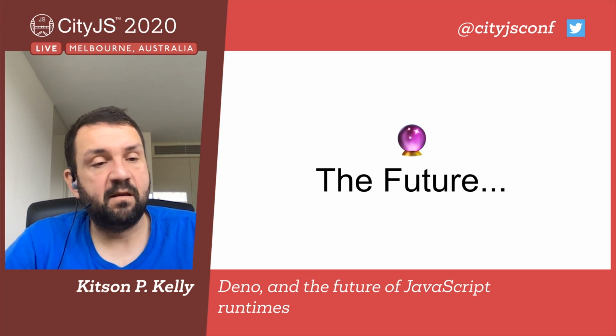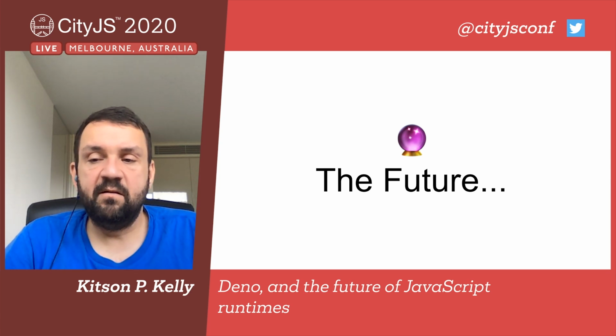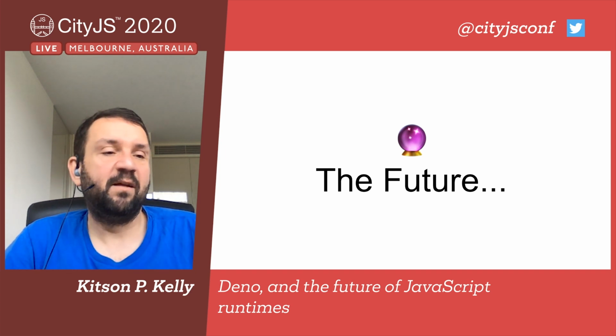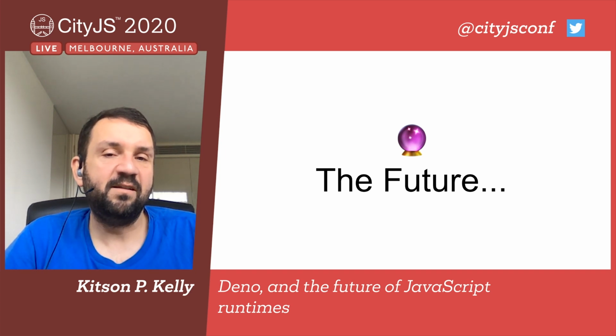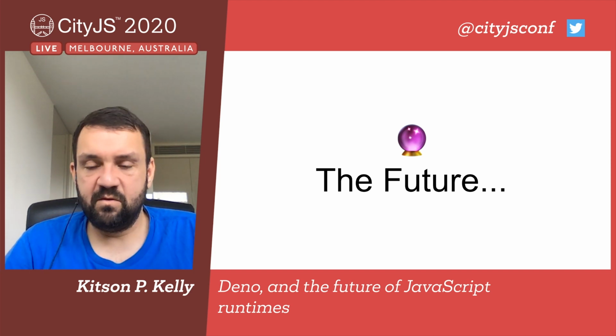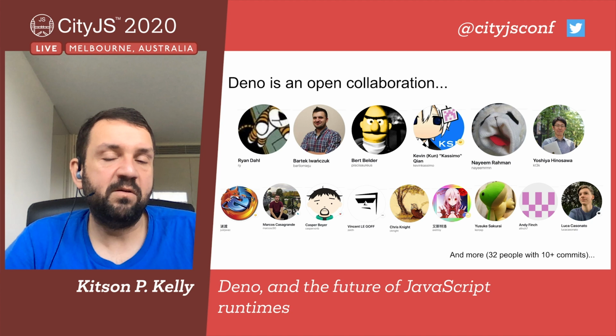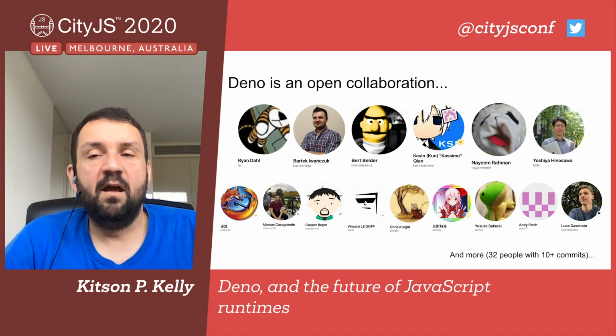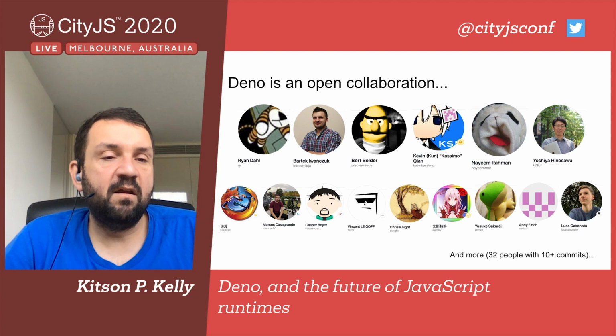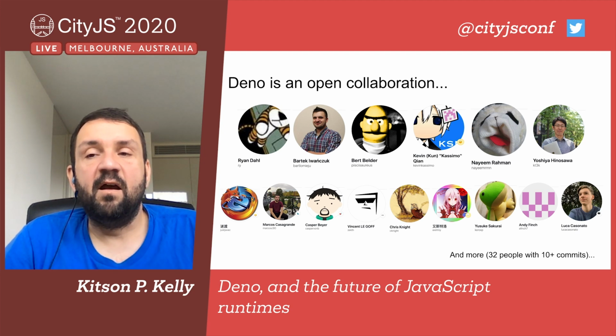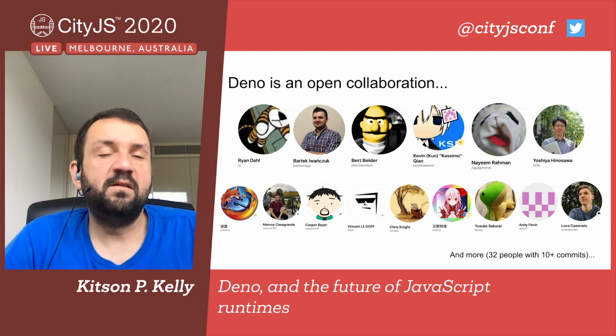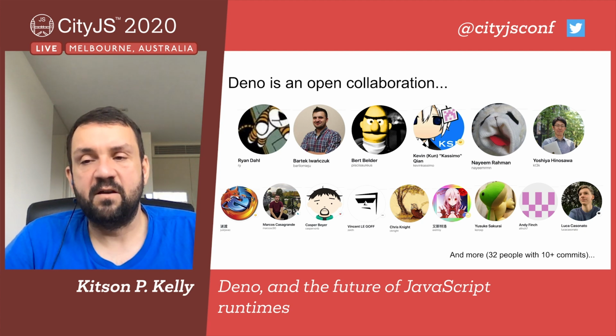Beyond that, we're still learning about Deno, and we're still learning about where the needs are. Deno is an open collaboration, right? We've got 32 people who have 10 or more commits to it, and that number is obviously growing, and we really value that sort of diversity of thought and opinion, which helps keep Deno fresh.